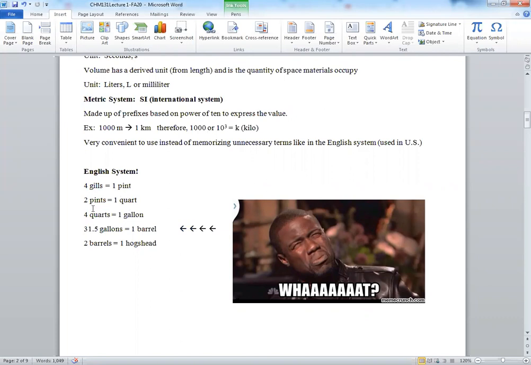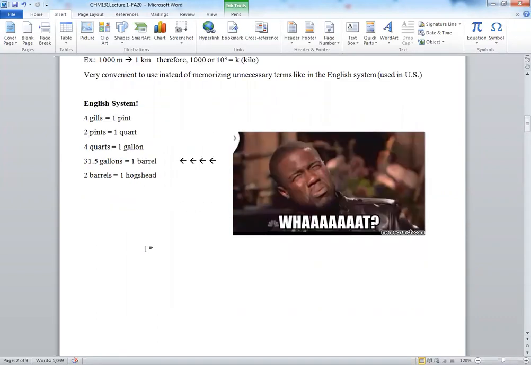4 gills is 1 pint. 2 pints is 1 quart. 4 quarts is 1 gallon. 31.5 gallons is 1 barrel. 2 barrels is 1 hogshead. If you notice here, there's no logic. All you have to do is memorize terms that are not really related to each other.